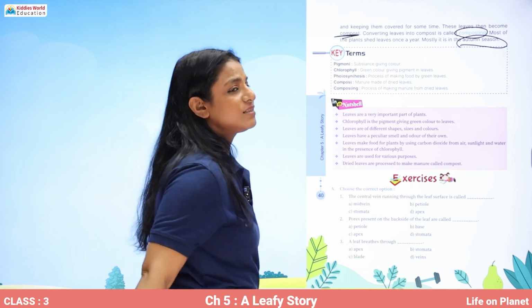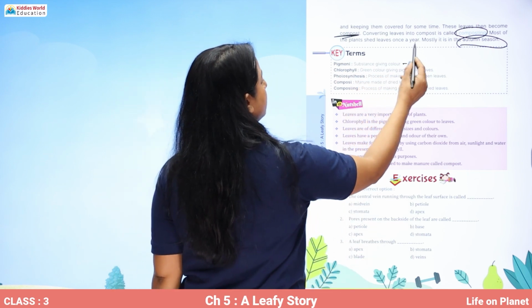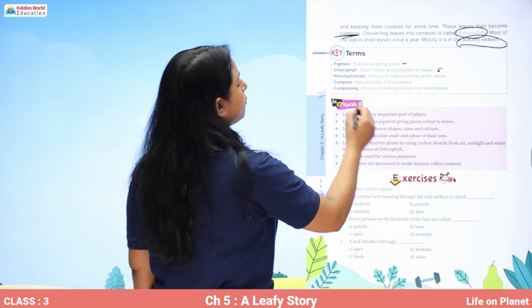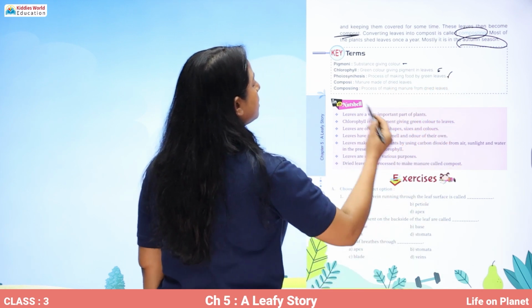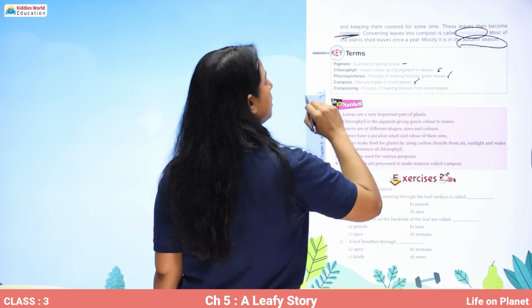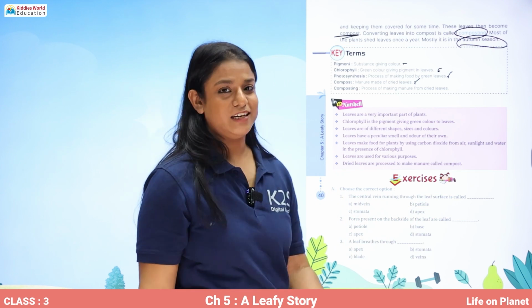Now, what are the terms that we learned today? Pigment, substance giving color. Chlorophyll is the green color giving pigment in leaves. Photosynthesis is a process of making food by green leaves. Compost, manure made of dried leaves. Composting, process of making manure from dried leaves.